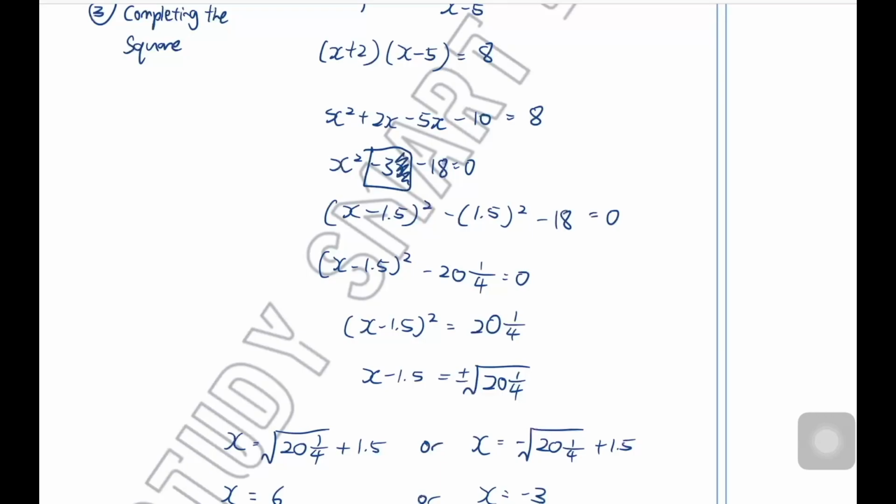Whatever is left after removing the x, just divide the number by 2, regardless of whether it's a fraction or a decimal. In this case, negative 3 is what we have. Divide that by 2, that is negative 1.5. Then put a bracket and square this whole thing. This is what I like to call the bracket square form.